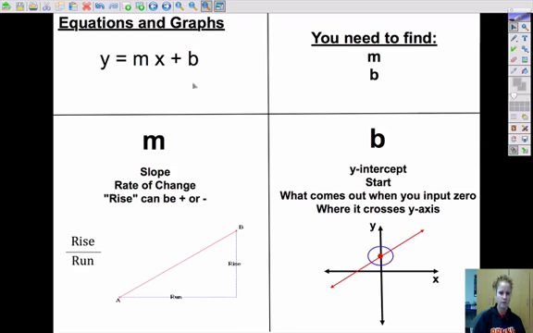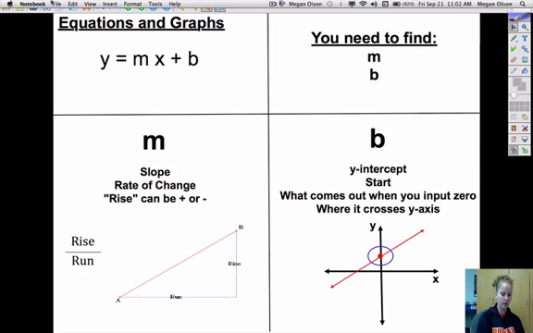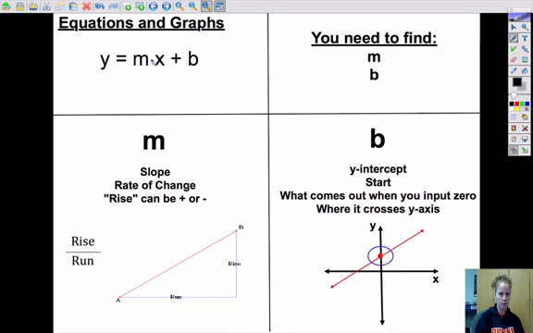All right, before we start this video, I just want to go over equations in general, okay? Equations for linear relationships, which is what we're working on, is y equals mx plus b, okay? M times x plus b, where m is our slope. It's the rate of change. It's the rise over the run.